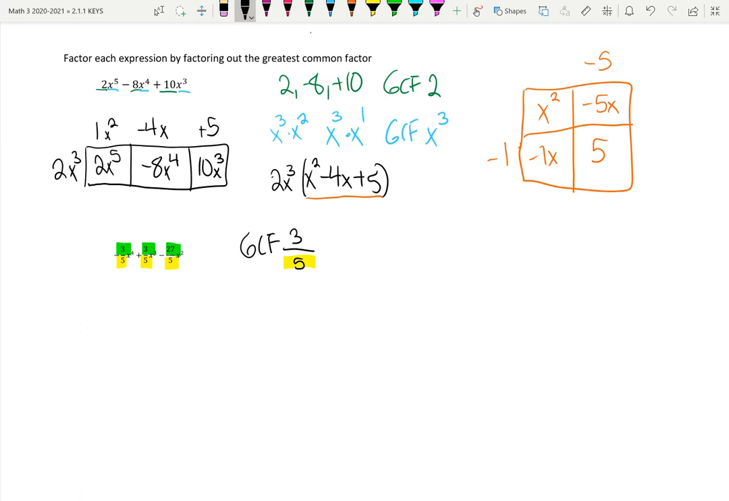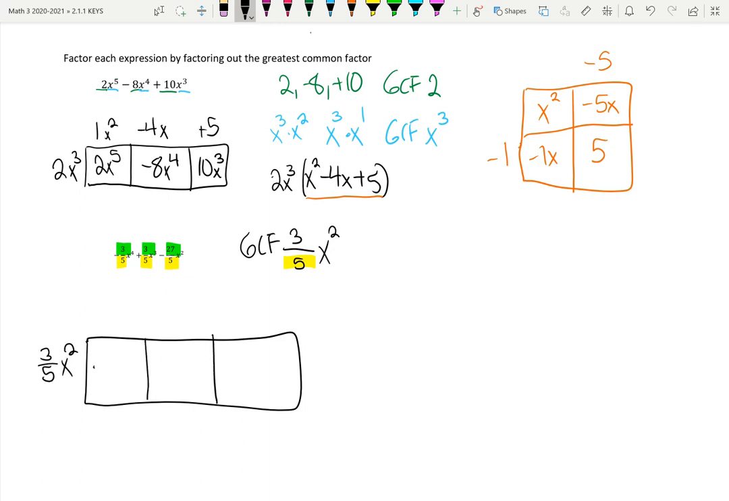Okay, now I'm going to look at the variables. It is going to include x squared. So this is my GCF. My GCF is 3/5 x squared. And now I'm going to ask myself, what would I have to multiply by to get my original expression? So 3/5 times what gives -3/5? What do you need to multiply by? Well, -1. Also, it's going to need x squared.